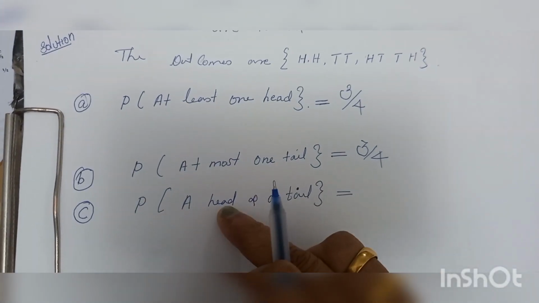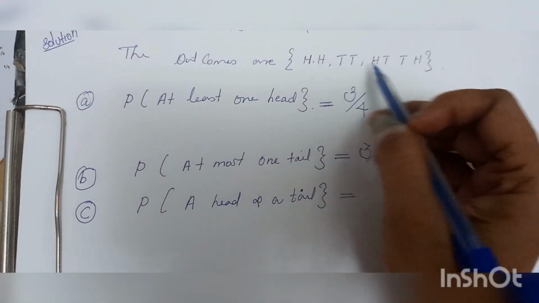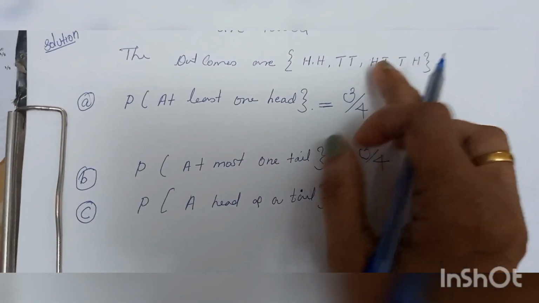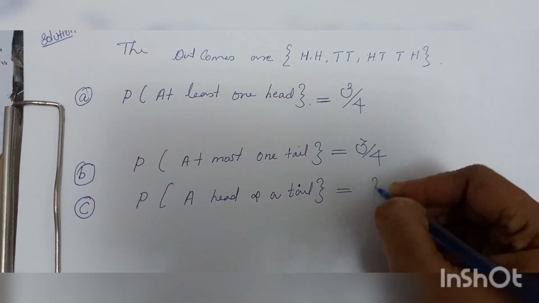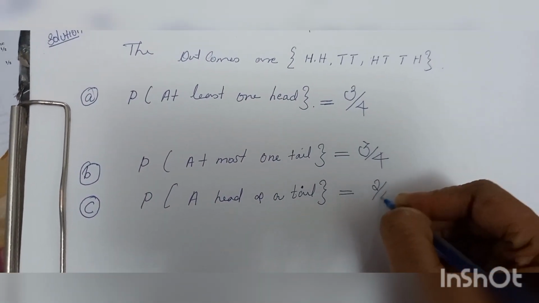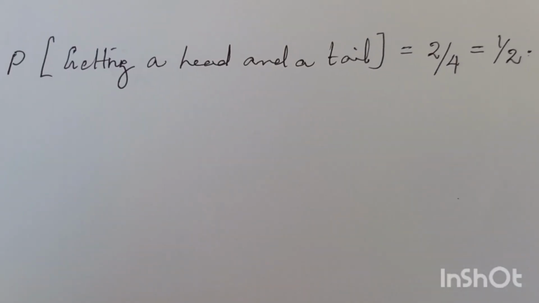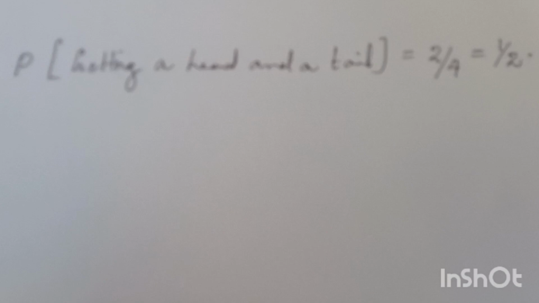Then probability of getting a head and a tail: 1, 2, so 2 by 4. Probability of getting a head and a tail is equal to 2 by 4, which is equal to 1 by 2.